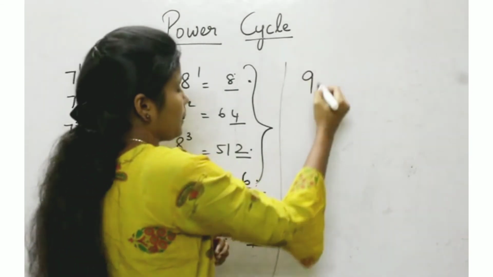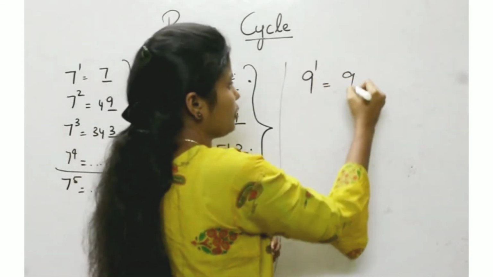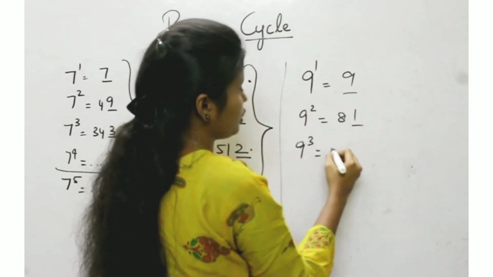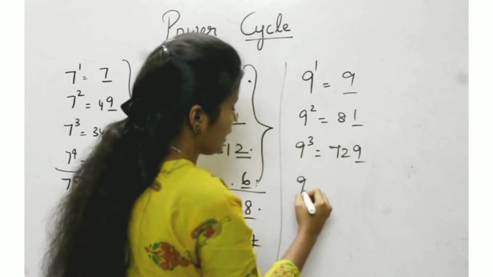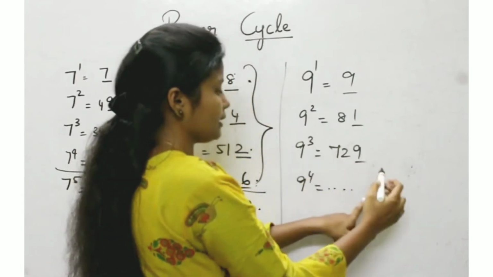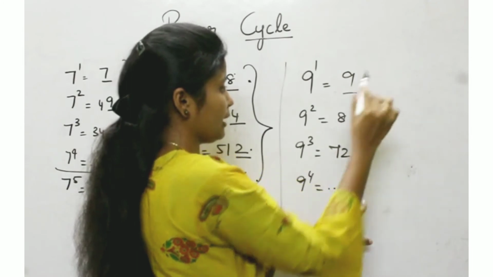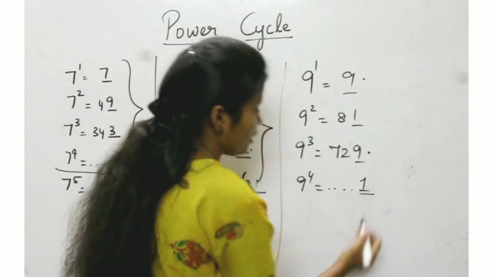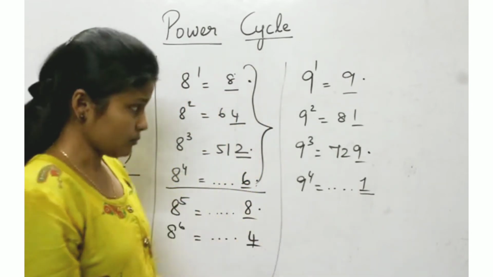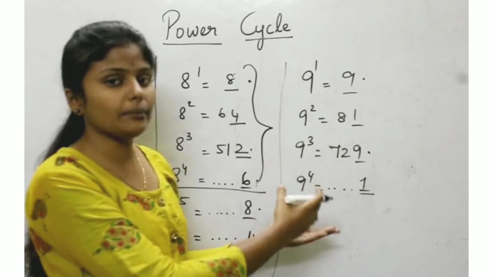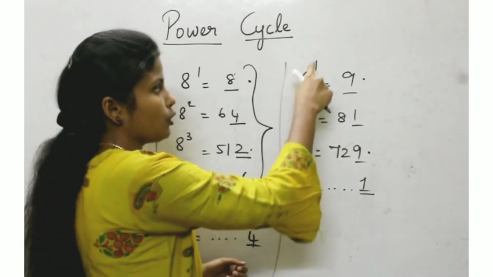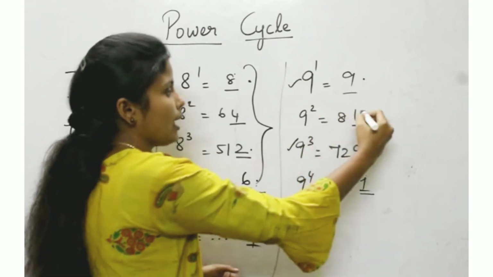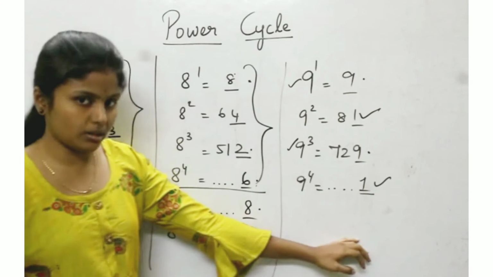So what about 9? Powers of 9. 9 power 1 will have the unit digit 9. 9 power 2 will have the unit digit 1. 9 power 3 will have the unit digit 9 again, and 9 power 4 will have some number that is having a unit digit 9 into 9, 81. So 9 power 4 is nothing but some number that is having a unit digit 1. So again, it's more or less similar to the powers of 4. 9 to the odd power has 9 as the unit digit, and 9 to the even power has 1 as the unit digit.